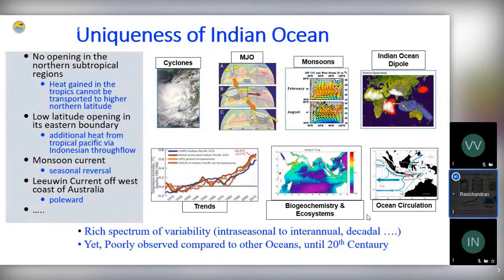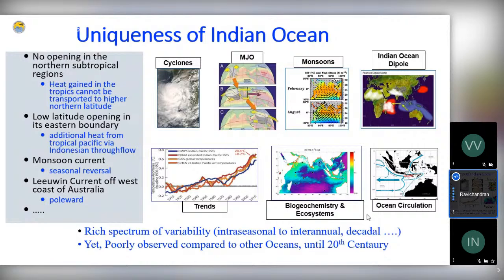Coming back to the Indian Ocean, it is unique compared to other oceans. This is the only ocean where there is no opening in the northern subtropical region. Thereby, whatever heat comes into the tropics cannot be transported to higher northern latitudes. However, extra heat comes from the low-latitude opening on its eastern boundary through the Indonesian Throughflow, which also provides fresh water. Another important uniqueness, especially in the North Indian Ocean, is the seasonal reversal of winds as well as currents. This is very unique to the Indian Ocean.